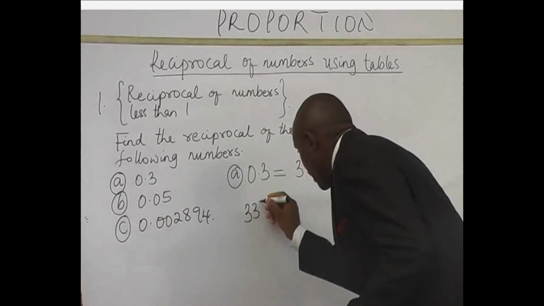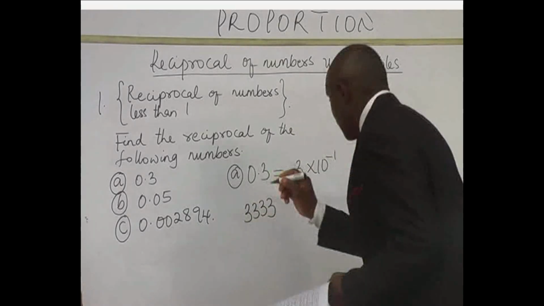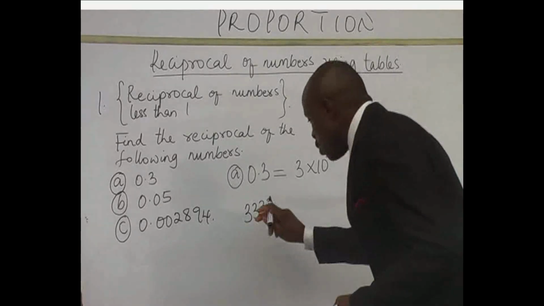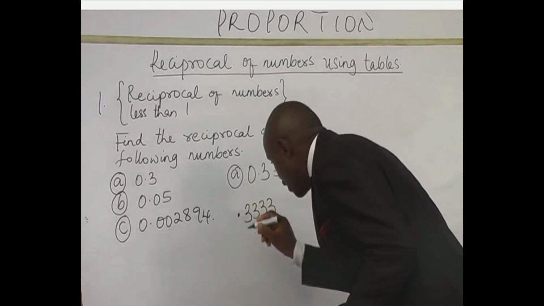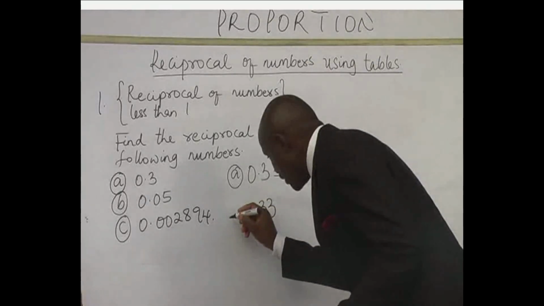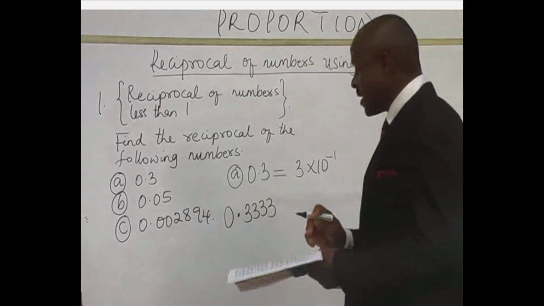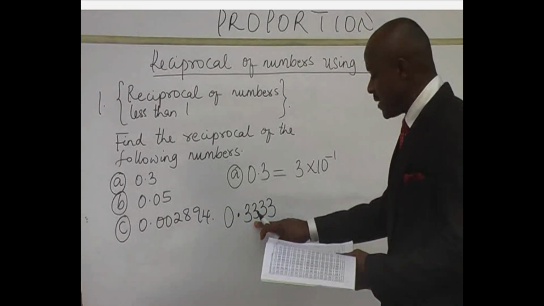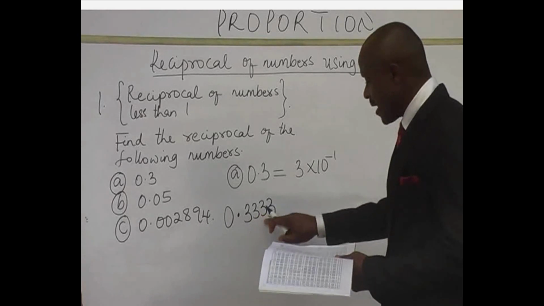3, 3, 3, 3. Now that you have gotten this figure, remember I told you the figure you get should have a decimal before it. And if you want it to balance, you can put 0 before the decimal. So what we found in the 4-figure table is 3, 3, 3, 3.